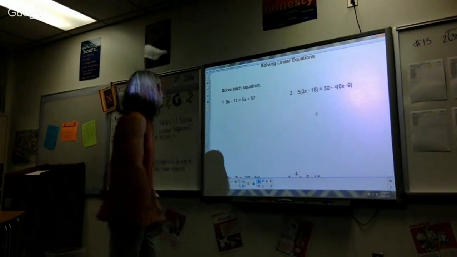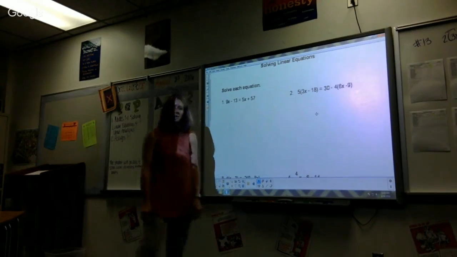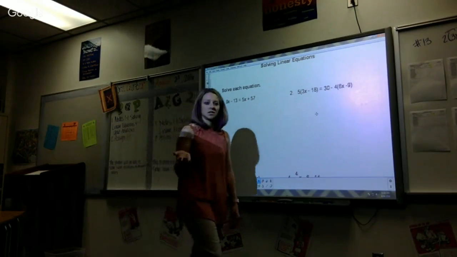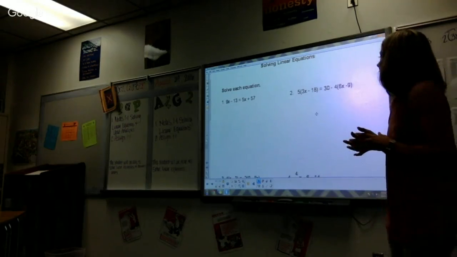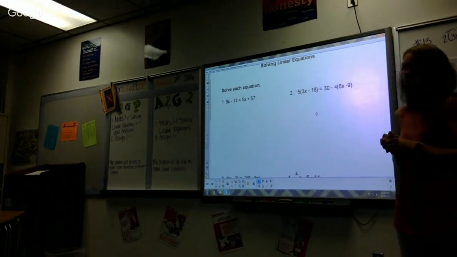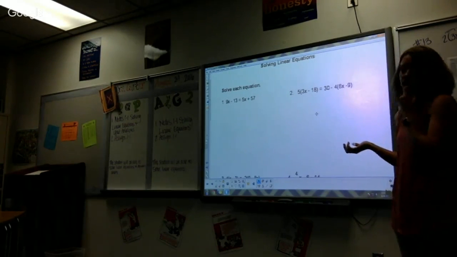Okay, so we're going to be solving linear equations today. A linear equation is an equation that has an x. Quadratic would be x squared. So we're going to start with number one. Notice that variables are on both sides.